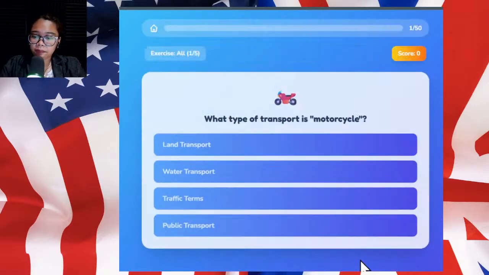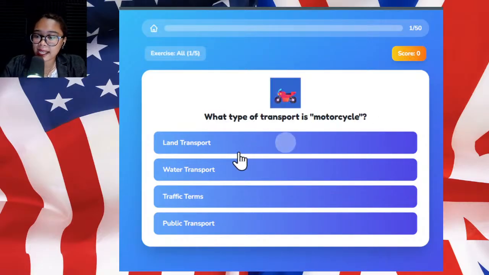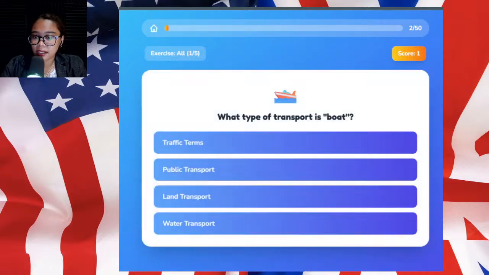Let's do this one, which has all 50 items. Again, what type of transport is motorcycle? Do we remember it? That is a land transportation vehicle. How about boat? You can already see in the picture that it is on top of the water. So that is a water transportation vehicle.